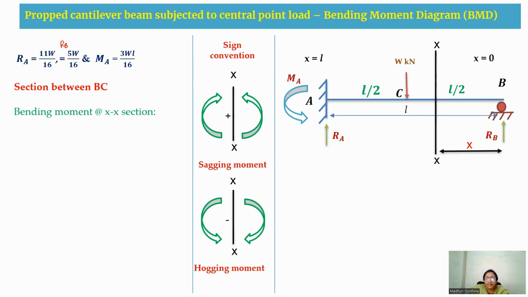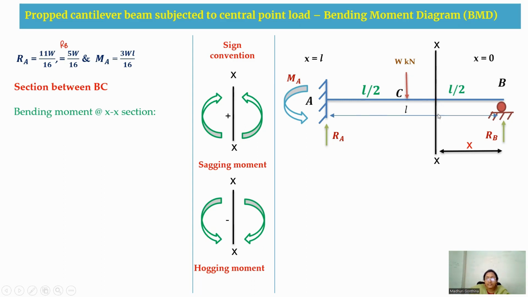Again, in the same case, when we cut a section and the arrows are heading towards downwards, then we consider it to be a negative moment. This one we'll call a hogging moment. Here also, on one side you have a clockwise moment and on the other side an anti-clockwise moment. So this is the sign convention we are going to adopt for the bending moment.